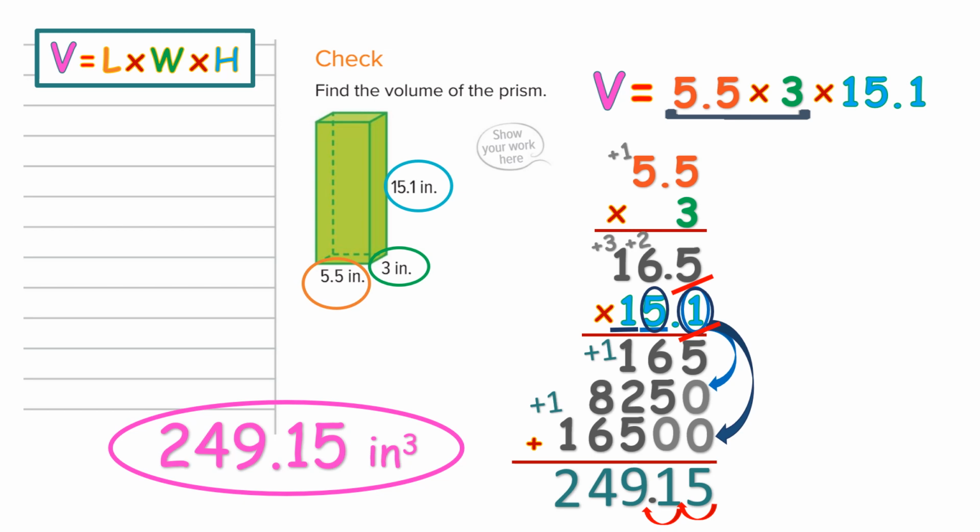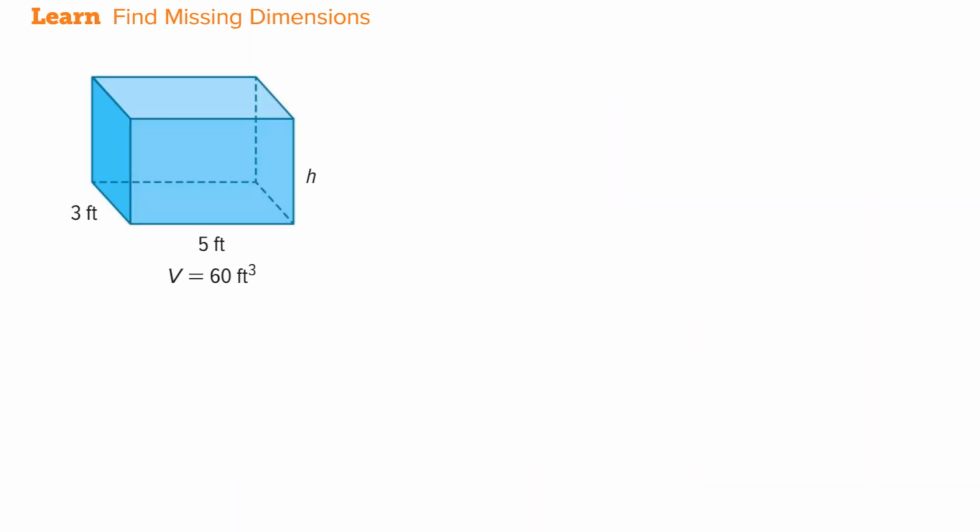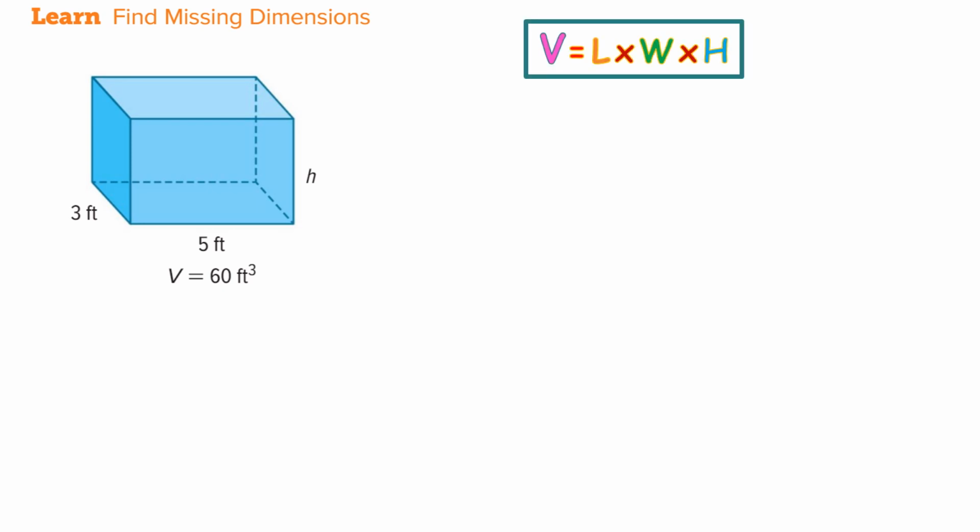We got the hang of this? I hope so, because now we switch gears and we do something a little different. Still going to use my formula for volume is equal to length times width times height. But now we're finding the missing dimensions, and you're going to have 2 of these on your practice work tonight.